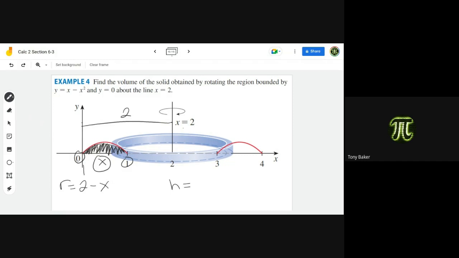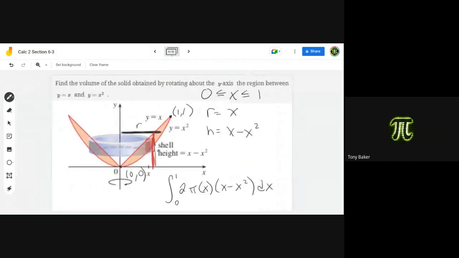So all right, everybody understand where the 2 minus x comes from now? It's the donut minus the hole. Now, what's the height? It's just x minus x squared, because that's going to give me that. So our height is typically your function, but we can have situations like this one where the height's a difference of functions.